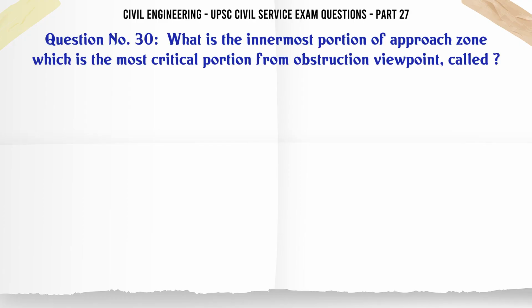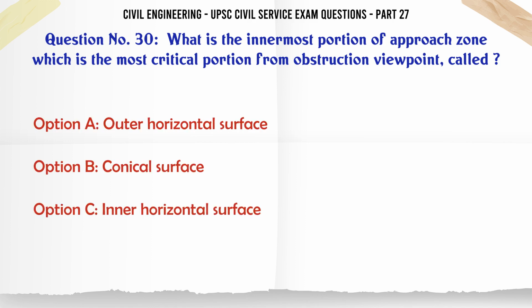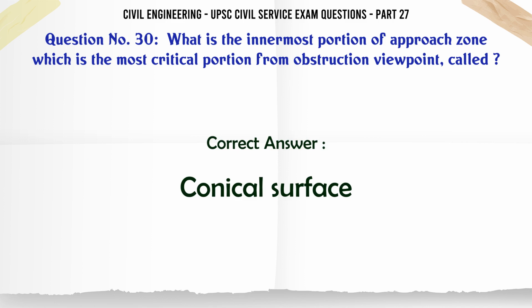What is the innermost portion of the approach zone, which is the most critical portion from the obstruction viewpoint, called? A. outer horizontal surface, B. conical surface, C. inner horizontal surface, D. clear zone. The correct answer is conical surface.